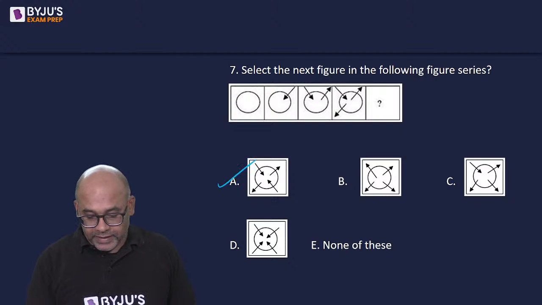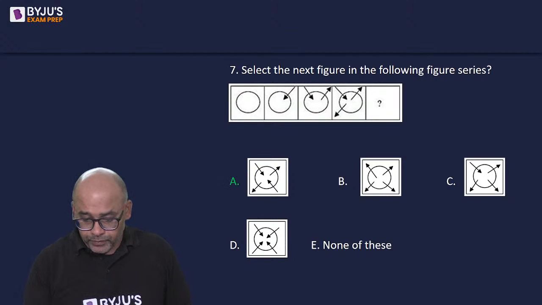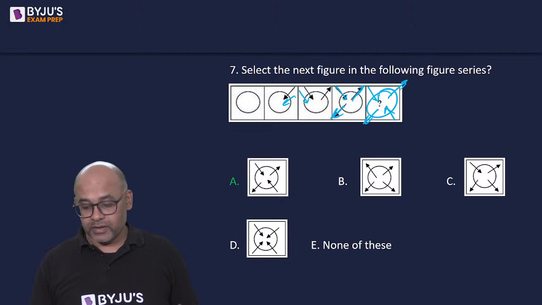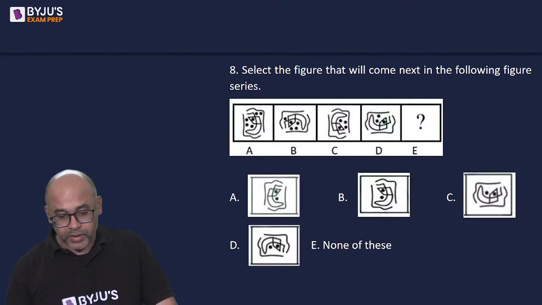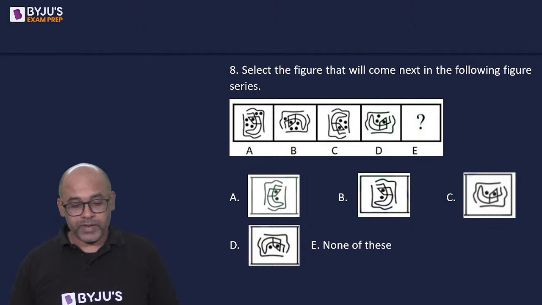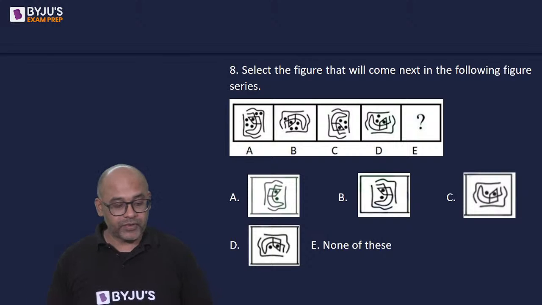Seventh one, correct answer is option A. So you can see an arrow coming in, 2 arrows going out, and then finally I'm going to have the same 2 arrows going out and 2 arrows coming in. Simple. Okay, question number 8, a slightly different looking question. Let's see if you can get the correct answer for this.